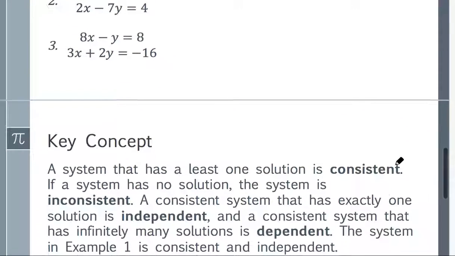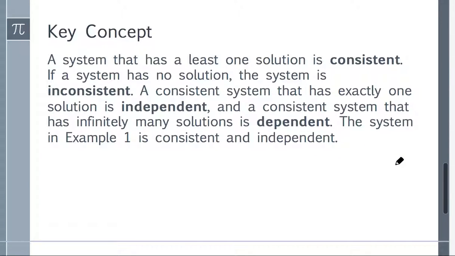All right, moving on to our next key concept. So we have some definitions here. We say a system is consistent if it has at least one solution. So at least one solution, we say the system is consistent. If a system has no solution, then the system is inconsistent.